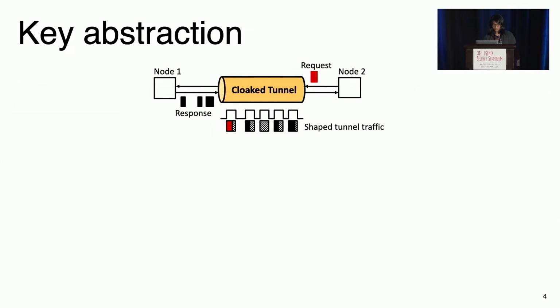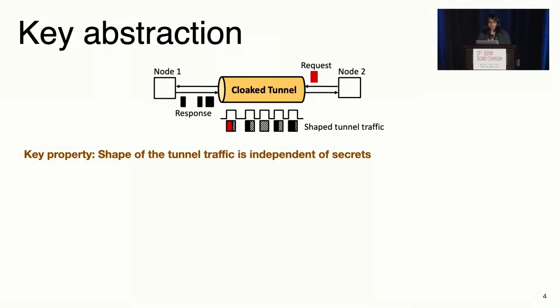shaping. So, the key abstraction of cloaked tunnel is essentially what encapsulates and shapes the network traffic between any pair of communicating nodes and can be used to shape the traffic of any arbitrary guest VM. The key property that the tunnel provides is that the shape of the traffic inside the tunnel is secret independent, so that an adversary cannot learn anything, even from observations of the traffic inside the tunnel.